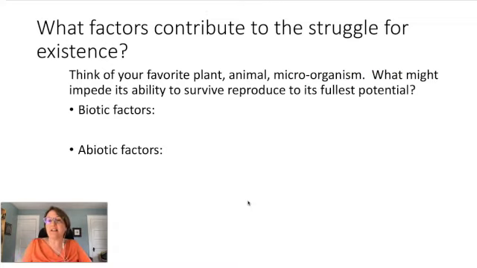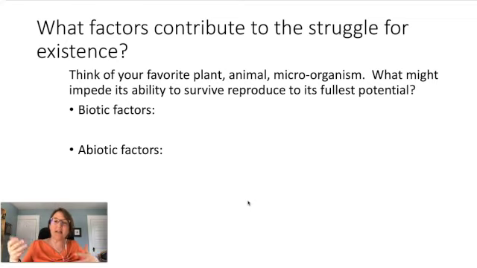So what are the factors that actually contribute to this struggle for existence? The best way I can tell you to think about this kind of thing is to think about your favorite plant or animal or microorganism. So think about it in your mind, and then think about what might impede its ability to reproduce to its highest potential. These factors that contribute to what I call the struggle for limited resources, some of these factors are biotic and some of them are abiotic.